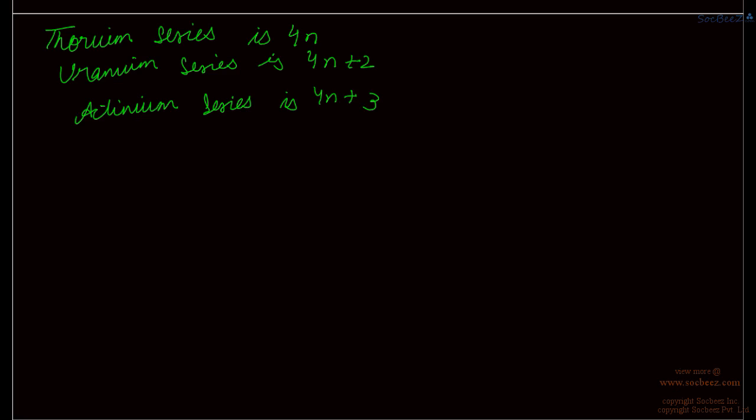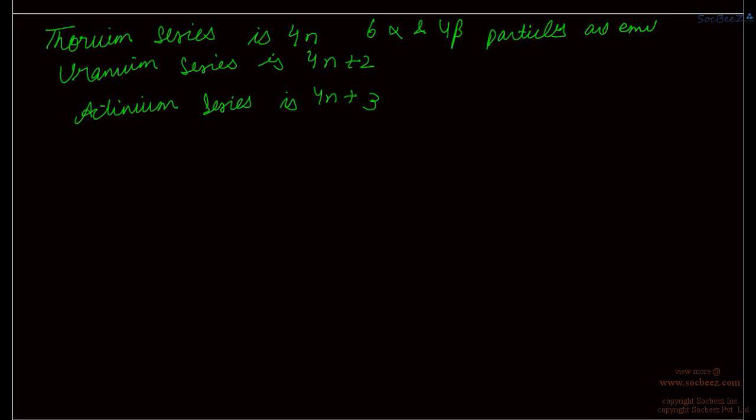In the thorium series, the mass numbers of all the members are divisible by 4, whereas in the uranium series, the mass numbers of all the members when divided by 4 give the remainder 2, and in the actinium series, these give the remainder 3. In the thorium series, 6 alpha and 4 beta particles are emitted.